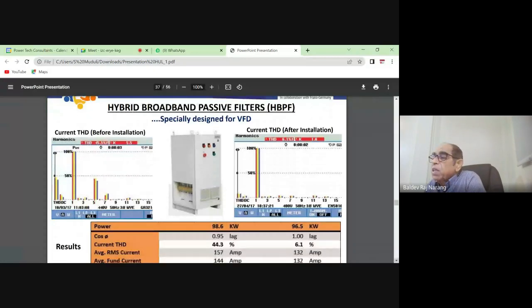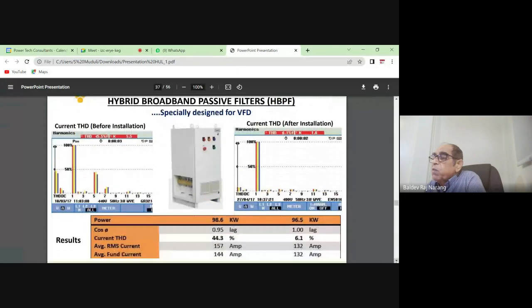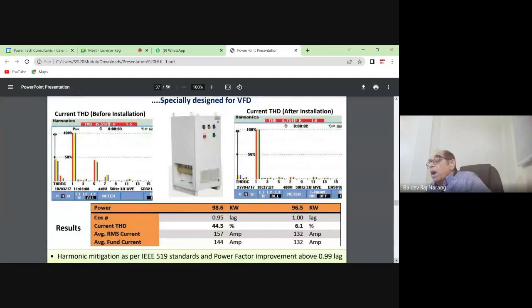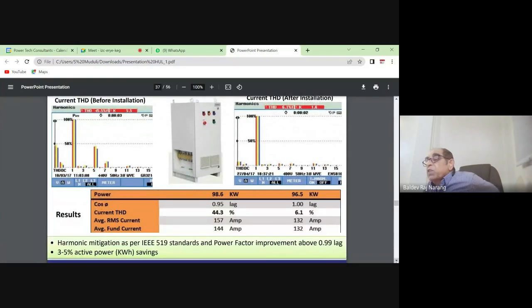So this is another type of filter. We call it a hybrid broadband passive filter. This is normally connected in series with a VFD. The VFD's original harmonics are maybe 40 to 60%. And when we connect, we have two filters here, one series, one shunt. A series choke is there and a shunt filter is there. The shunt filter takes care of the lower order harmonics and the series takes care of the higher order harmonics. And that's why we call it a hybrid filter.